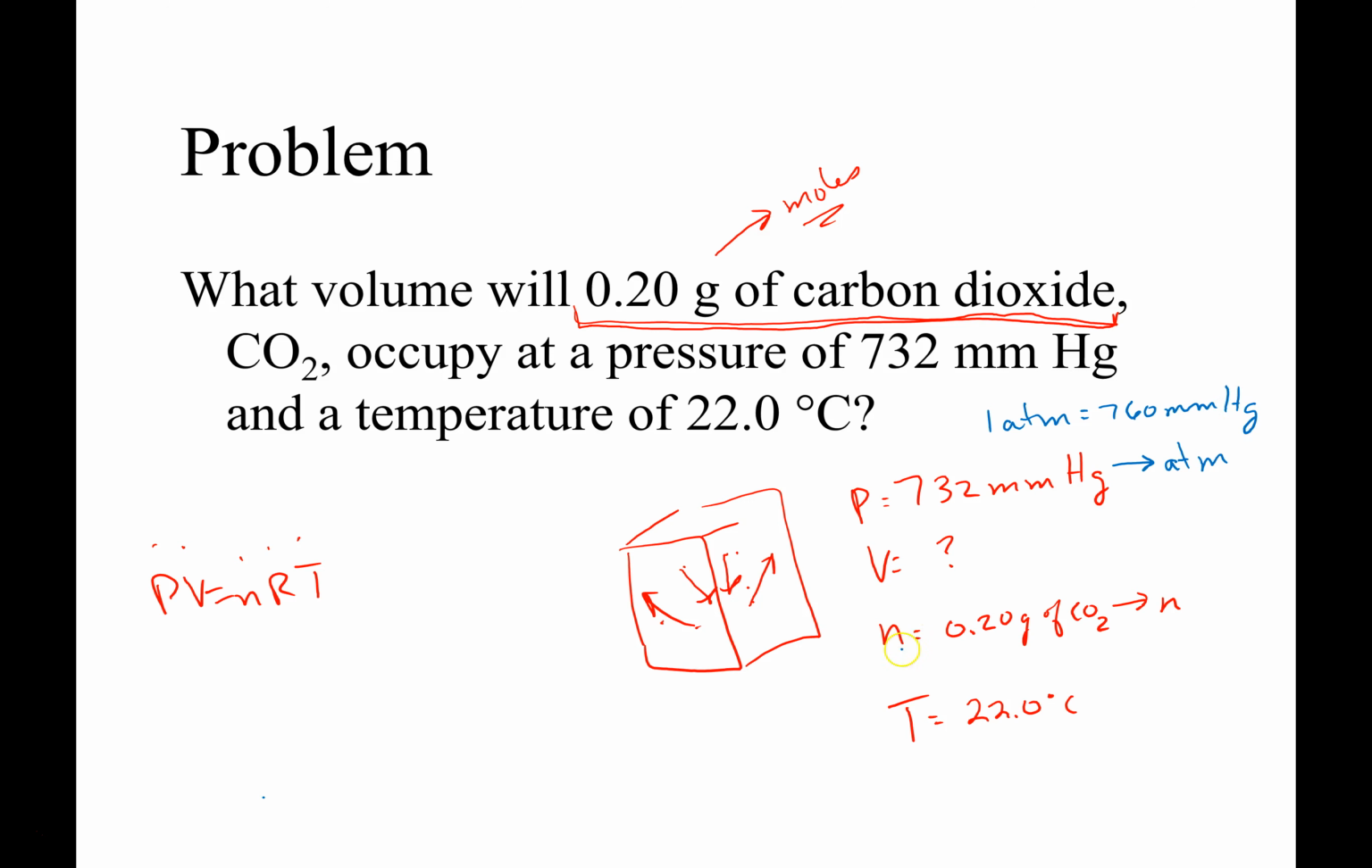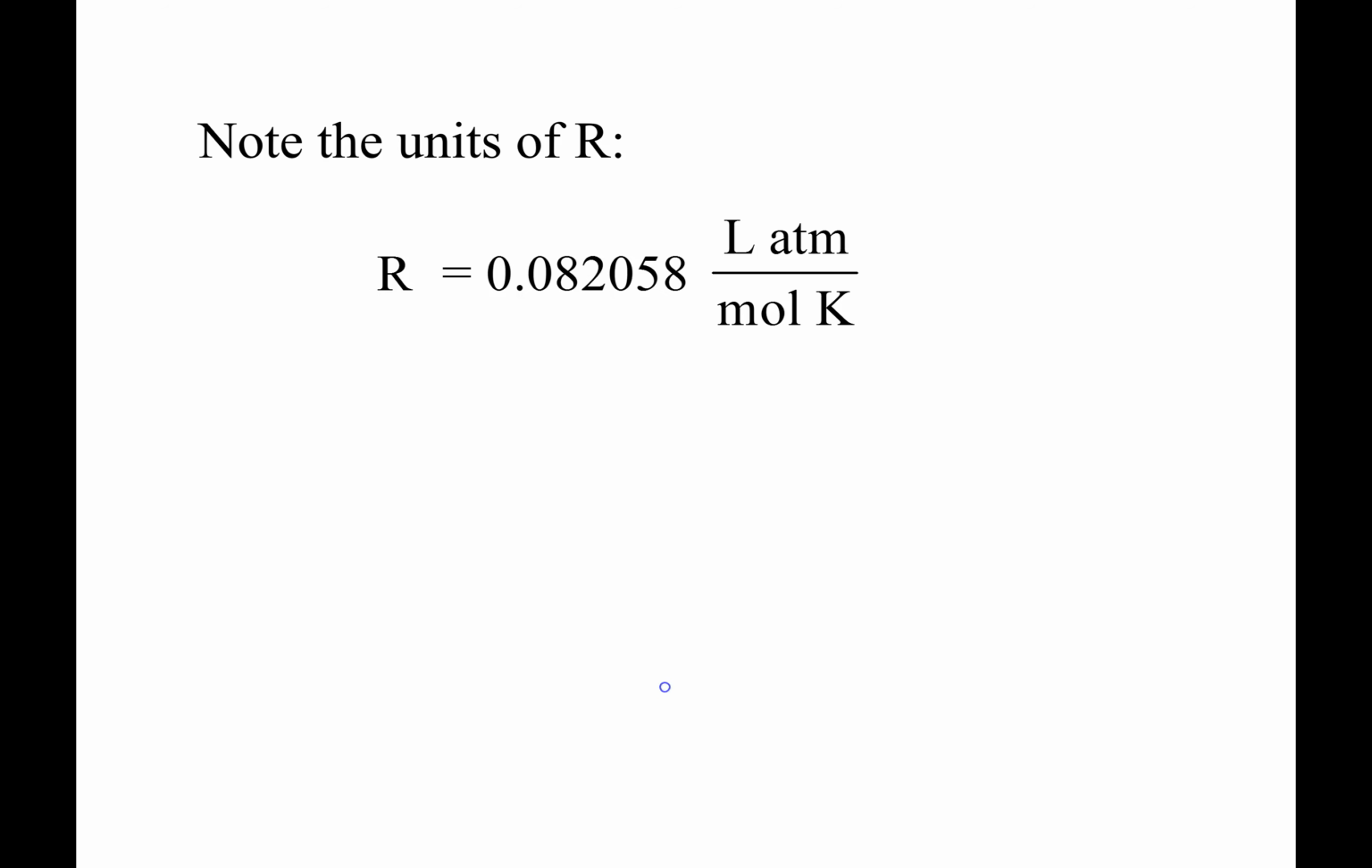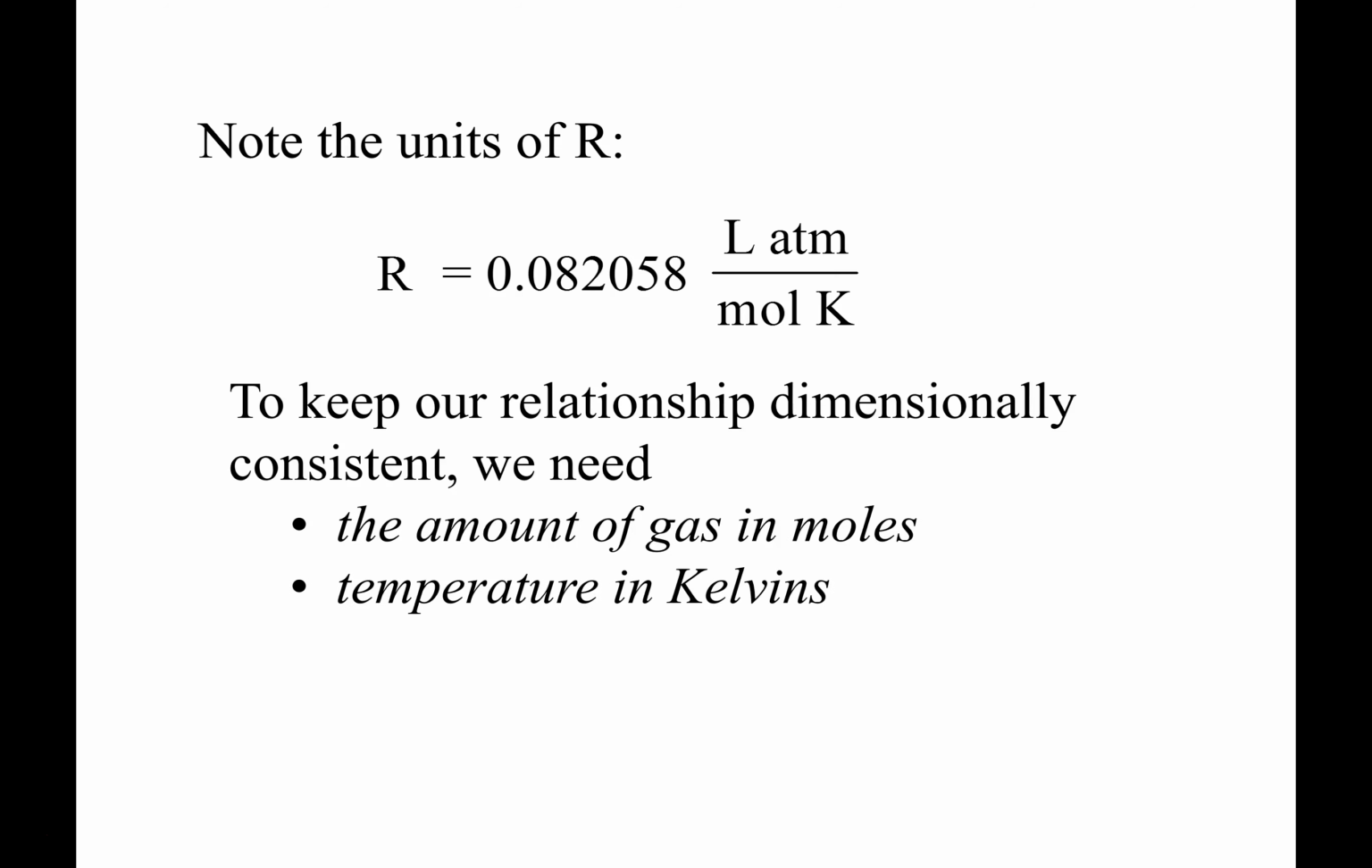We already said that n is going to need some fixing. We're going to have to come up with the molar mass of CO2 and use grams mass and molar mass of CO2 to get to moles, right? What about temperature? Well, temperature units need to be in units of Kelvin. So we have some fixing up to do. Just to review then, as long as our n is in moles, temperature is in Kelvin, pressure is in units of atmospheres, what will our volume be? Our volume will be in units of liters. Exactly.